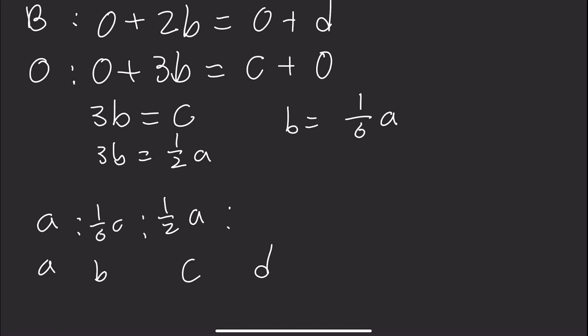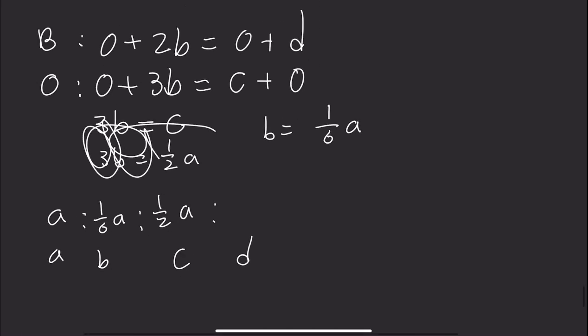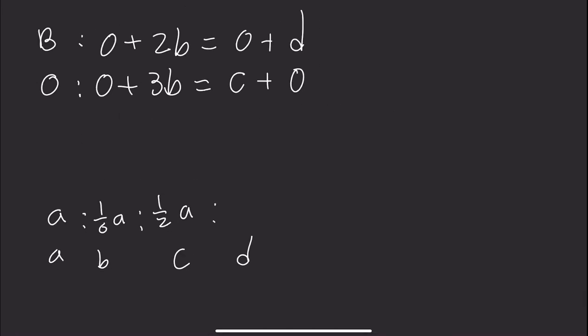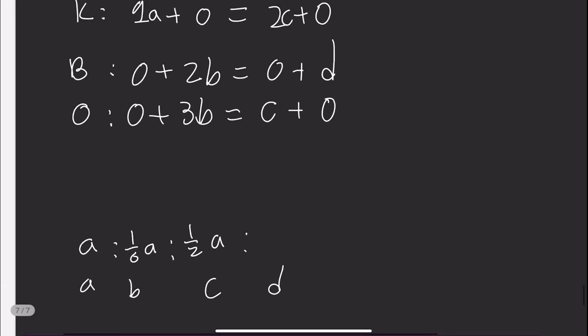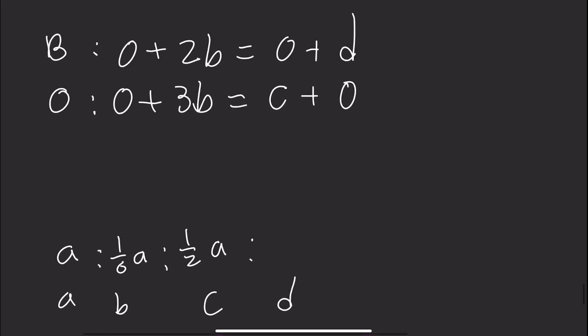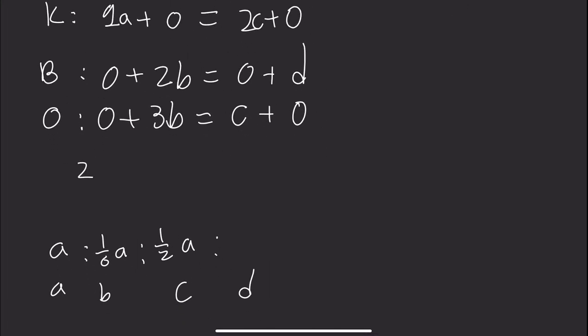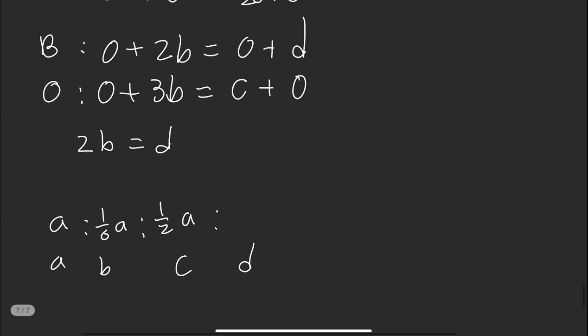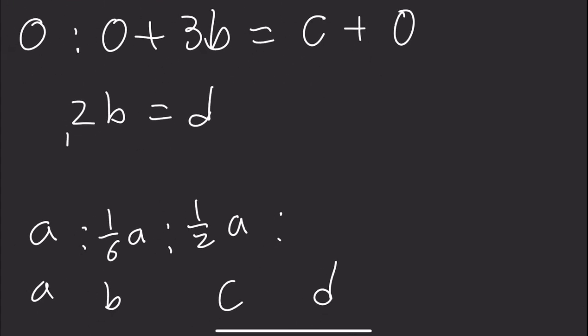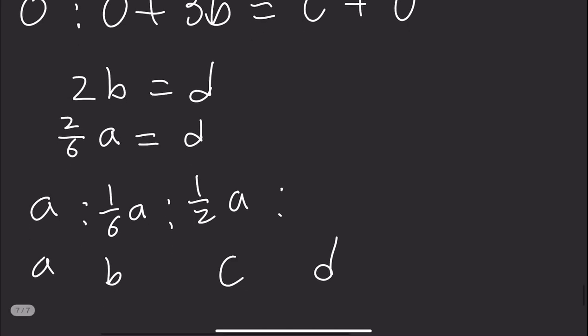1 on 6A. Now it may be getting too confusing with the fractions, but I'll show you how to do them easily. Now, lastly, we look at D. 2B equals D. Since B is 1/6 of A, 2 over 6A equals D. Therefore, D is 1/3 of A.